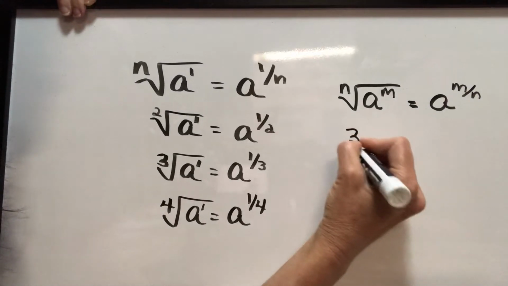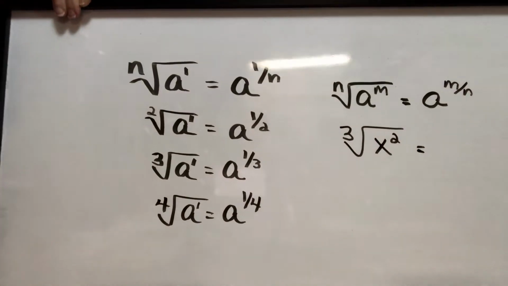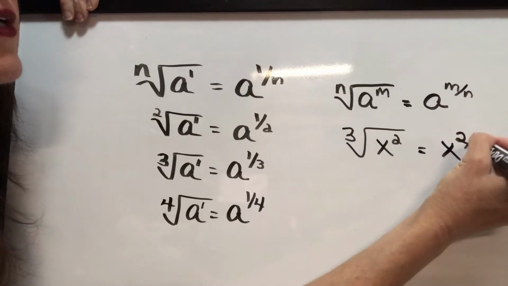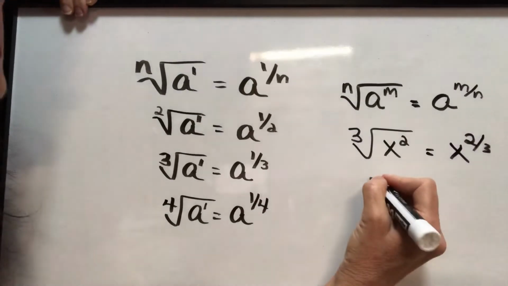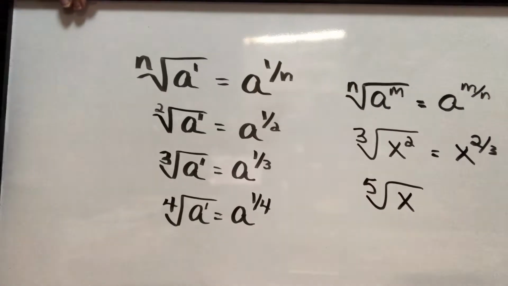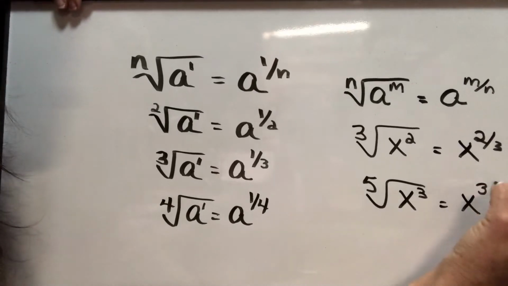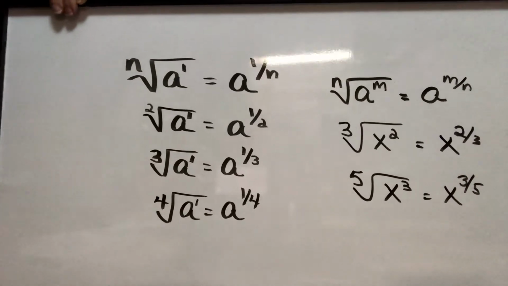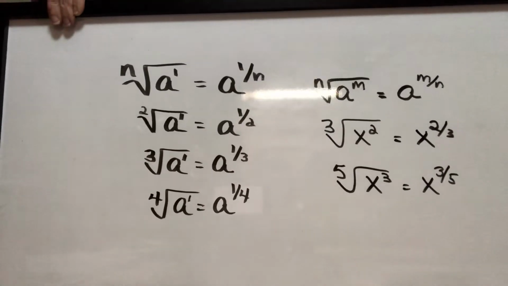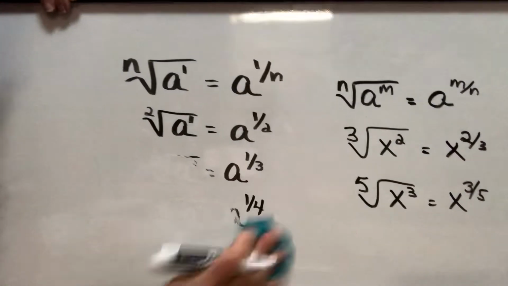So if you had something like the cube root of x squared, you could rewrite that as x to the 2/3 power. And if you saw something like the 5th root of x cubed, that could be rewritten as x to the 3/5 power. Okay, so we're going to be using those rules to now answer the questions below. And remember, you can stop and restart if you need to. Okay, so on to number 1.